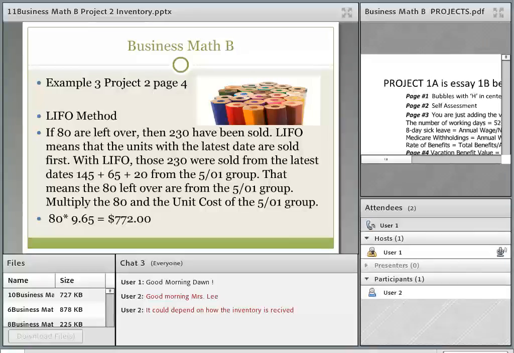Interestingly, in Europe they have a lot more business regulations than we do here. They actually regulate and tell businesses which inventory method they can use. We have a choice here, but in Europe it's a lot of times regulated. So they're not allowed to use any of these three.